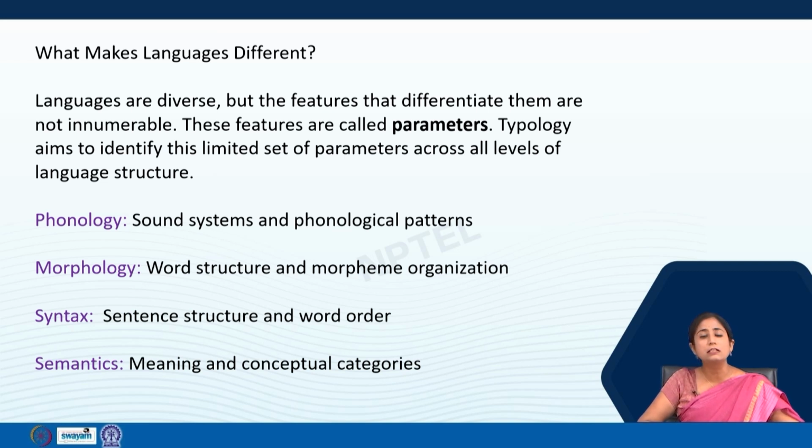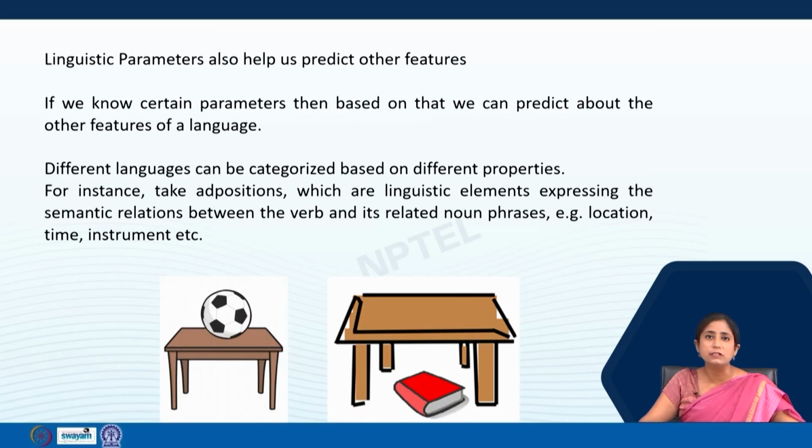Then we also need to ask, why is it so that most of the languages prefer x over y? That is also an area of study in linguistic typology. Now, linguistic parameters also help us to predict other features. When we know certain parameters, certain features of a language, then based on that, we can predict the other features.